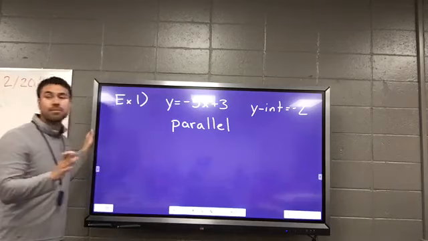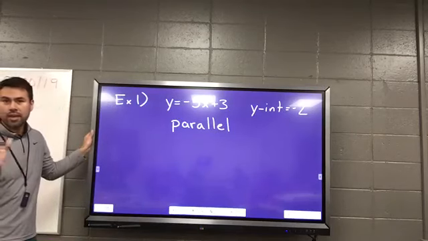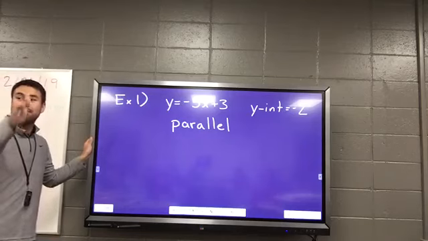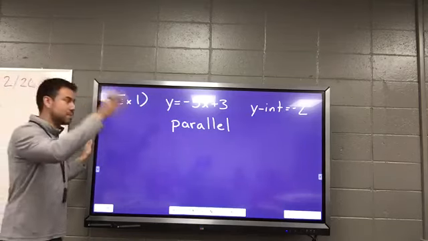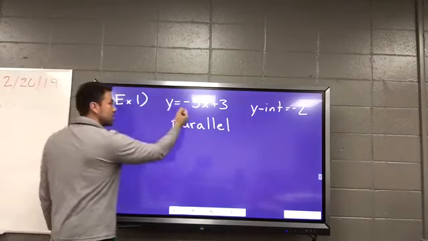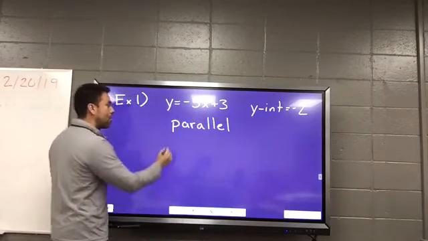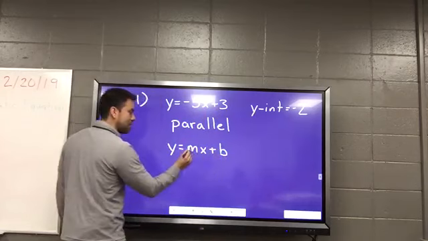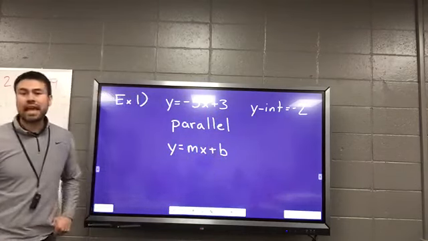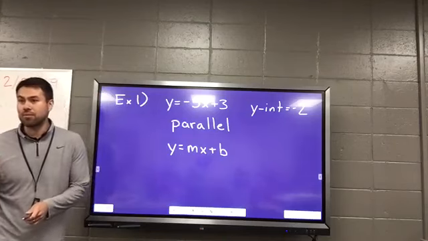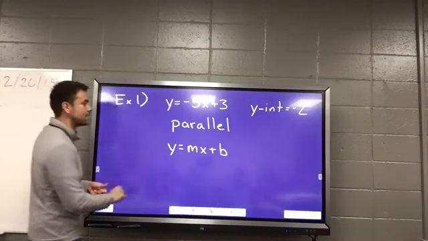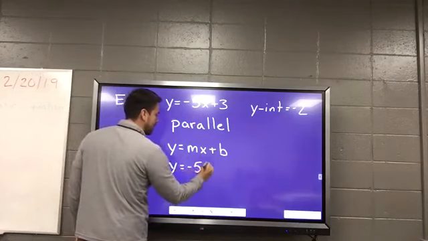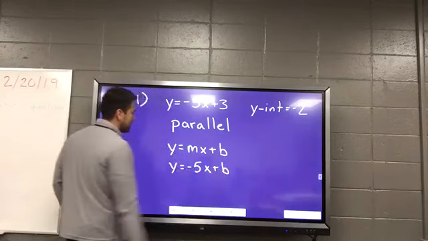So for these problems I want slope-intercept form. Who can give me what slope-intercept form is? Y equals mx plus b. That's the general form. And yes, this is written in slope-intercept, so you're good. But I want to come up with another equation that's in this format. I just got to fill in the m and the b. What's the m going to be automatically if they're parallel? It has to be the same. It's negative 5. You get that from that first slope. So I got y equals negative 5x plus b.